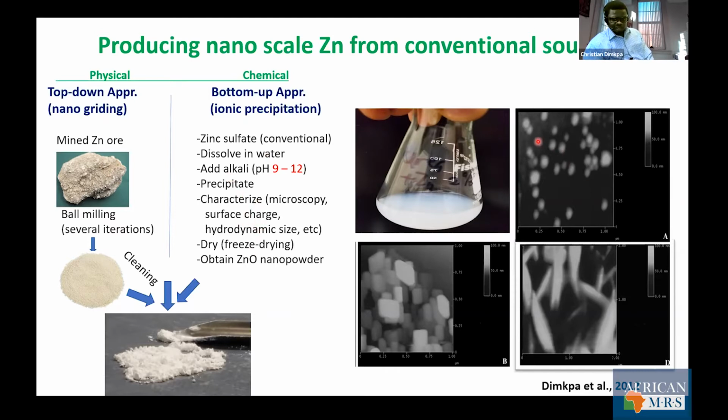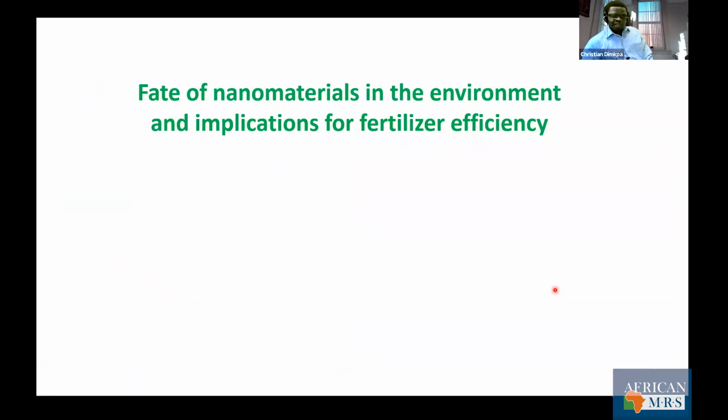So this process here is what you see here. And if you adjust the pH between 9 and 12, you can get different types of particles. You can get roundish particles, you can get cuboidal particles, you can get rod-like particles. So just by playing with the pH, you can get different types of nanoscale zinc. So let's look a little bit at the fate of nanomaterials in the environment and the implications for fertilizer efficiency.